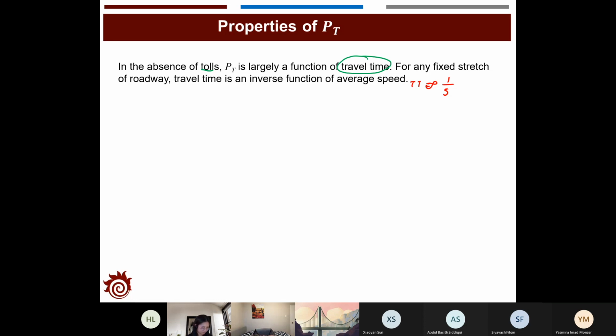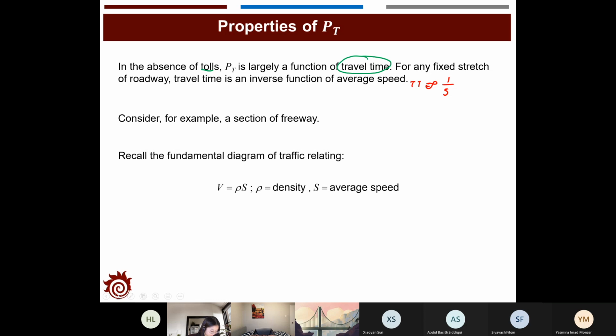So in order to identify the relationship between the travel time or the cost of the trip and the flow, we need to recall the fundamental diagram. The fundamental diagram shows the relationship of the flow as a function of the speed and density. Here rho is density, s is the speed.